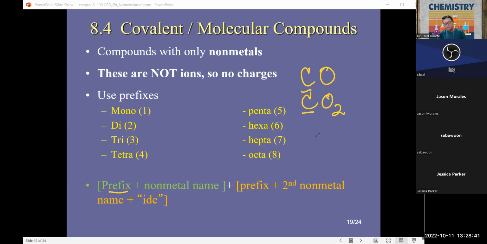If this was, it's not a formula, but this is an FYI, if it was a formula, C2O2, we would say dicarbon dioxide, okay? But I emphasize this is not a formula. I'm trying to demonstrate what the green part says, okay? So this is not a true formula. Then the second one, we always use a prefix, even if there's one, where we use the mono, followed by the non-metal name with the ide. So oxygen becomes oxide, okay, monoxide, dioxide, trioxide, tetraoxide, et cetera.